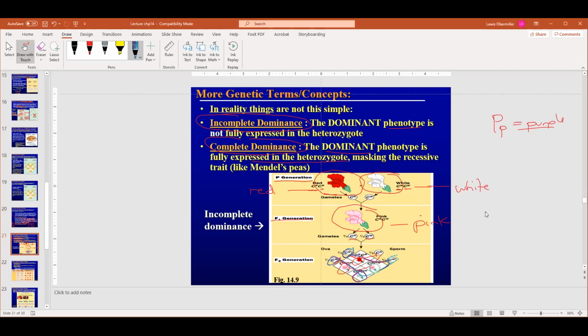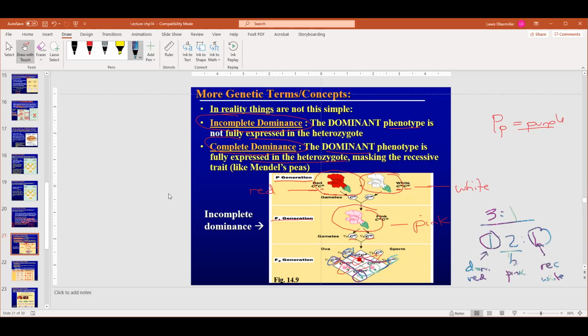If it's complete dominance, it's a 3-to-1 ratio. We'd learn that from Mendel. But if it's incomplete dominance, we would expect a 1-to-2-to-1 ratio, where this would be the dominant trait. There's not really a dominant, but we just kind of name it. And then this is recessive, and this would be halfway in between. So in this case, this is pink, this is red, and this is white. You could flip red and white around, it wouldn't matter because it would still be the same ratio.